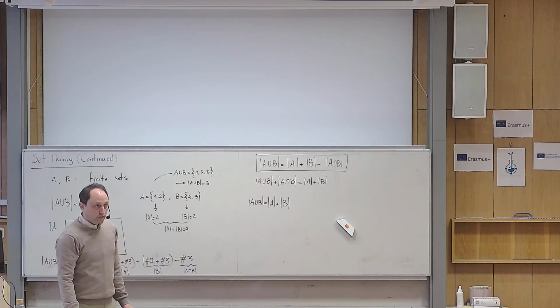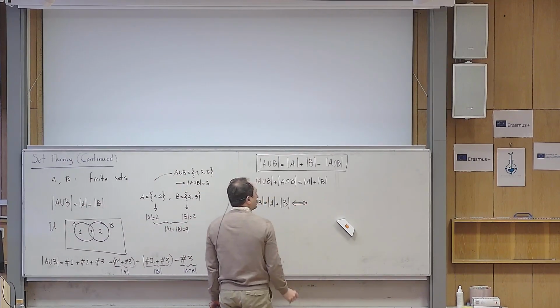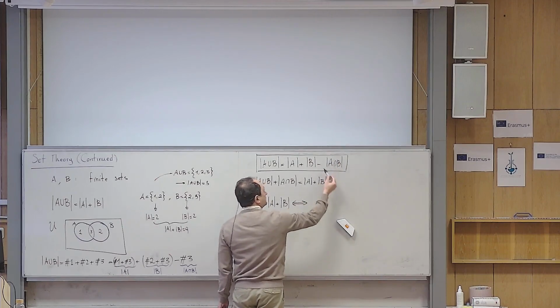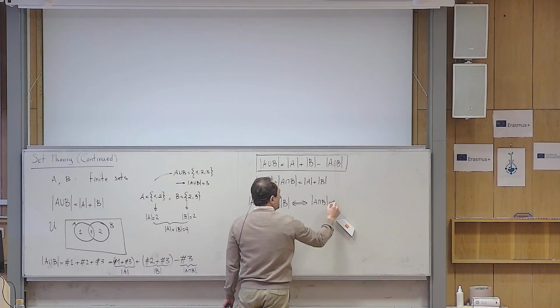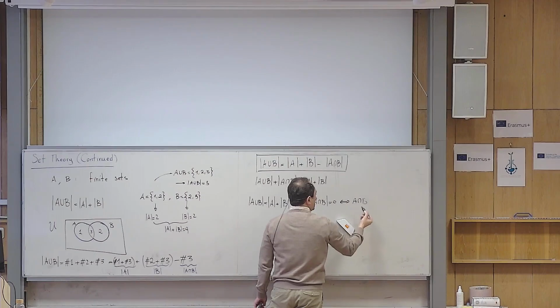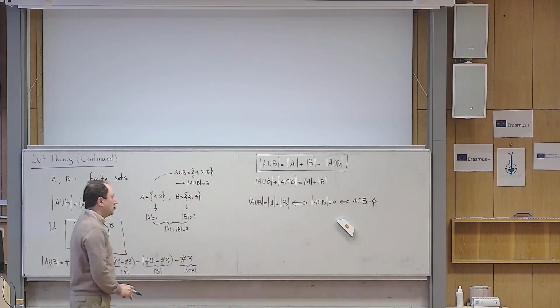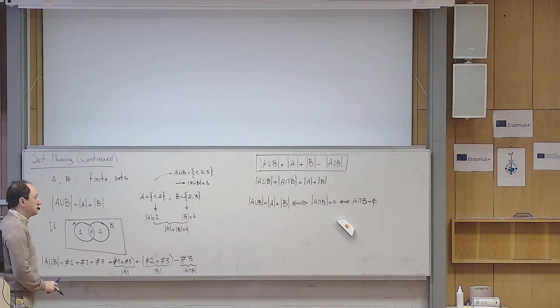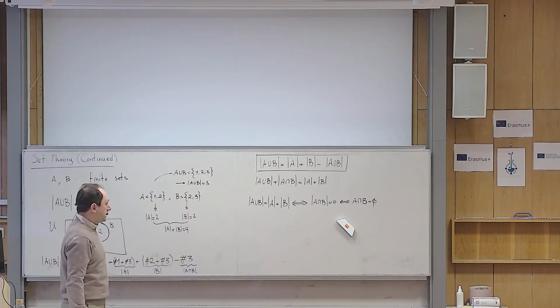Yes? There is no intersection. This happens if and only if this part is 0. This part is 0. This happens if and only if the intersection is the empty set. Yes? So only under this condition, the naive guess that the cardinality of the union is the sum of the cardinalities is true. Otherwise, we have to use this formula.